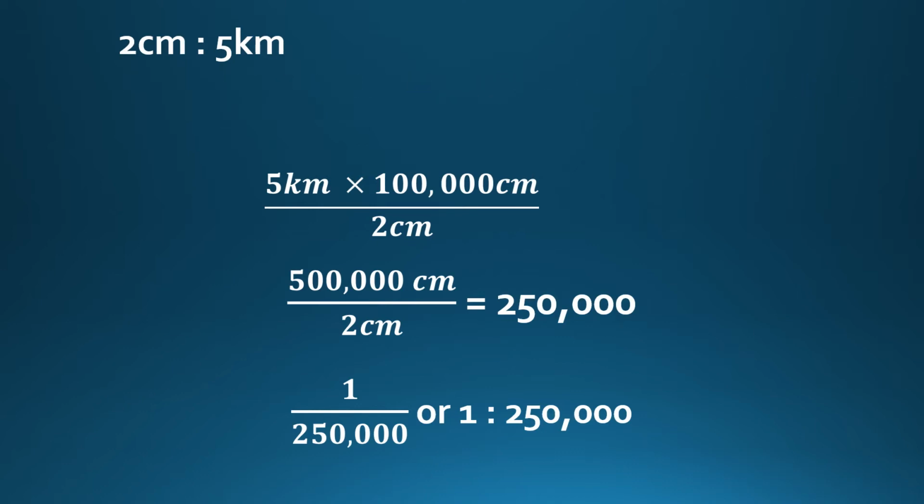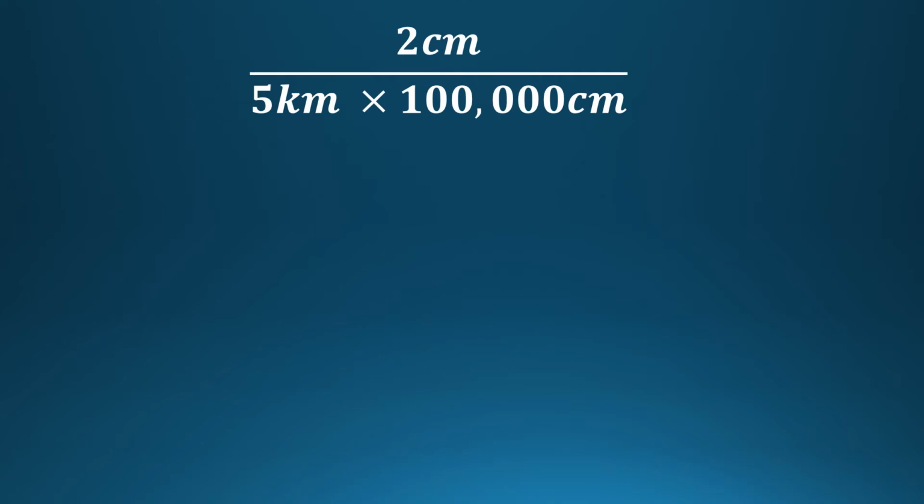Let's do it another way. Instead of doing it that way, we can also do it this way. 2 centimeters all over 5 kilometers multiplied by 100,000 centimeters. Again, we multiply our 5 kilometers by our 100,000 centimeters because we simply want to convert our kilometers into centimeters. Hence, we always multiply our number by 100,000 centimeters. And 2 is all over that one.